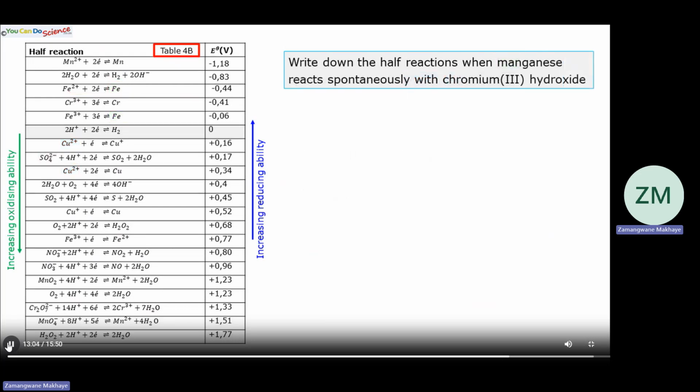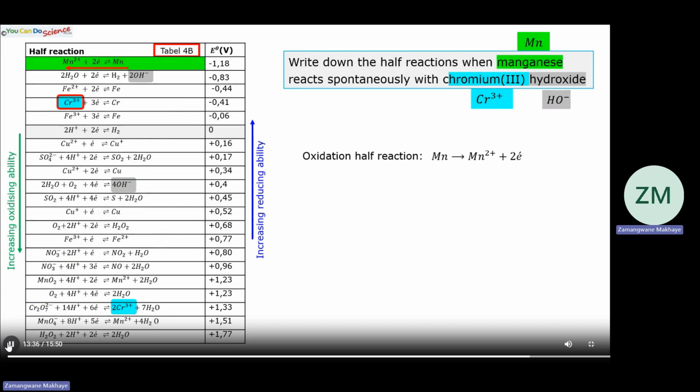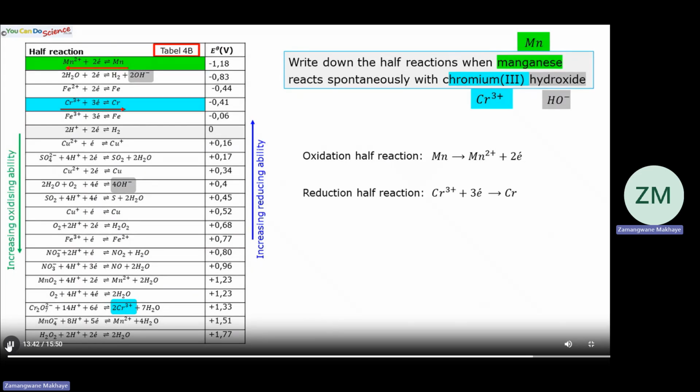Write down the half reactions when manganese reacts spontaneously with chromium 3 hydroxide. Look up the substances on the table. If a substance appears on both sides, the other reaction will determine whether this substance undergoes oxidation or reduction. Spontaneous means the strongest oxidizing agent reacts with the strongest reducing agent. This is the oxidation half reaction. And this is the reduction half reaction.